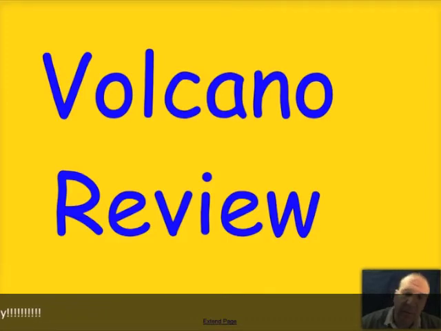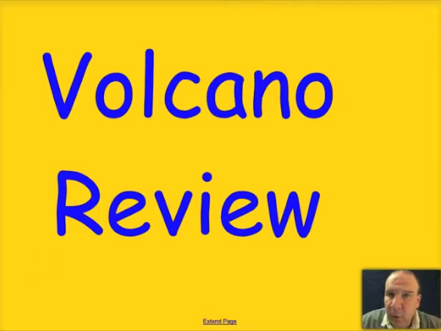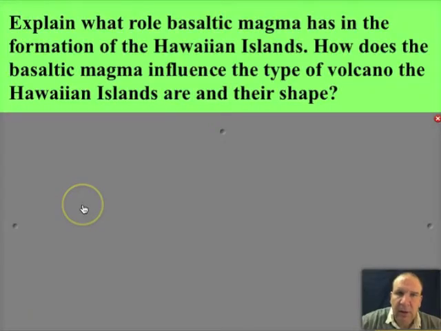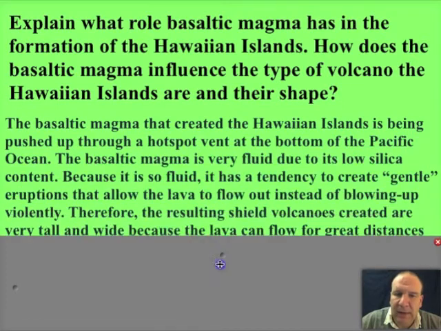Now in this video, I'm going to take a look at the short answer question. And here's one of them. Explain what role basaltic magma has in the formation of the Hawaiian Islands. How does the basaltic magma influence the type of volcano the Hawaiian Islands are and their shape? So if you remember, the Hawaiian Islands were a hotspot, and they're basically made out of basaltic magma. And this has a huge influence on the shape of the Hawaiian Islands.